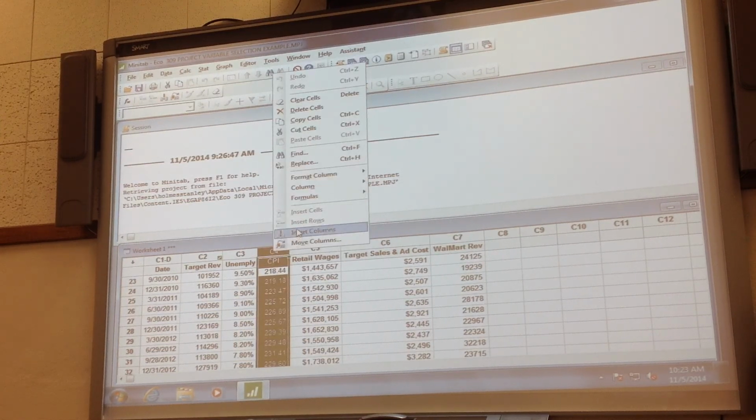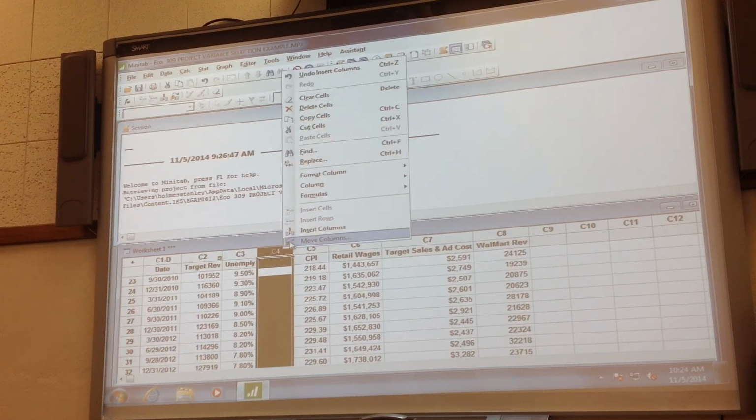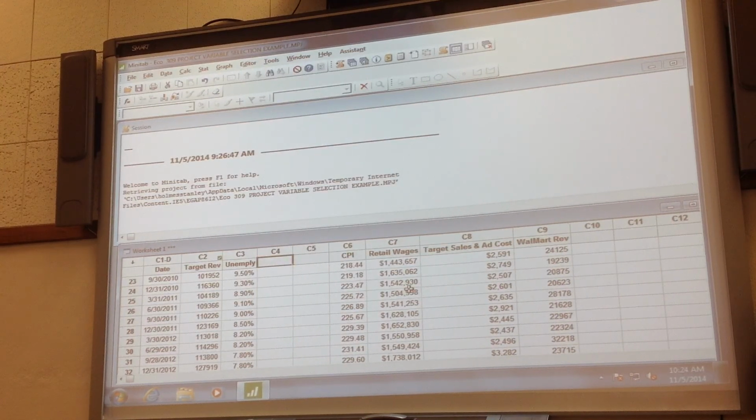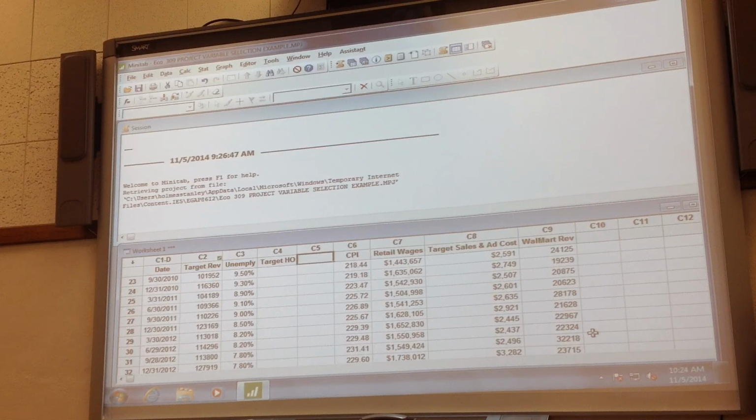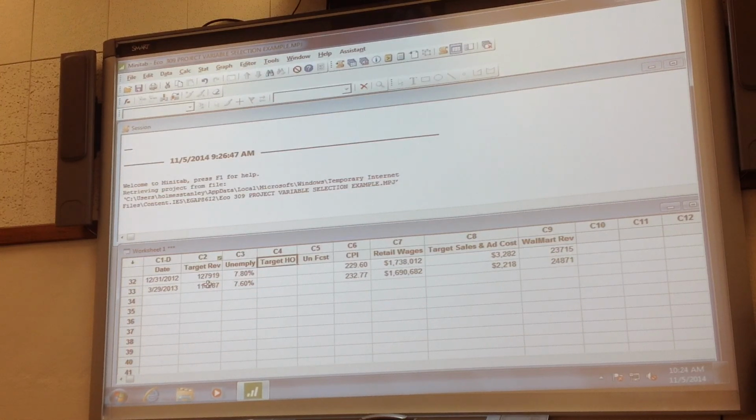Well, let's just do it. Let's just insert a couple of columns. Okay? And I'm going to call this target holdout. And then for the x variable, we're going to call it forecast unemployment, and for the y variable, it's holdout. Take 8 of these, 1, 2.